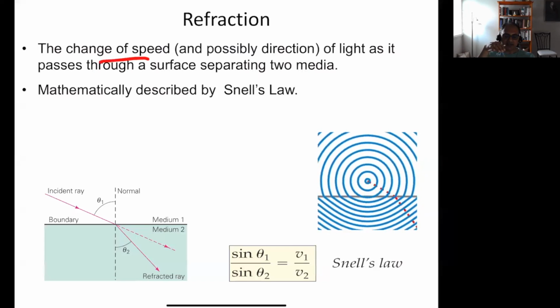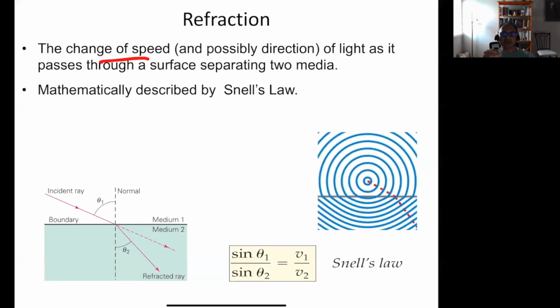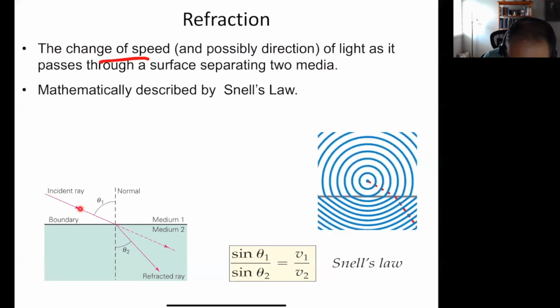So refraction refers to the change of speed as light goes from one medium to another, and potentially a change of direction, right? So here is an incident ray that's coming in, and the angle of incidence is this angle theta.